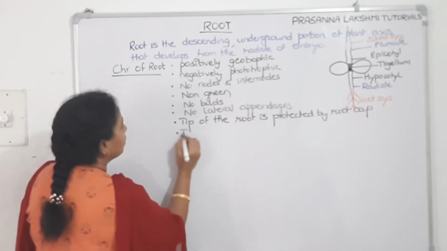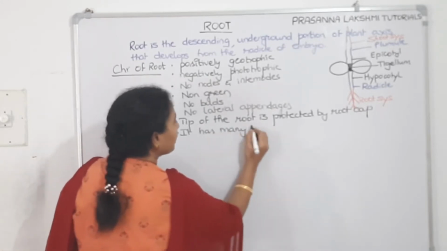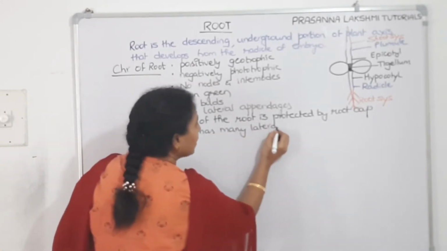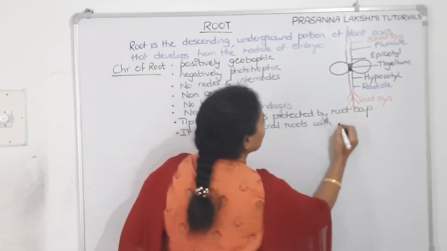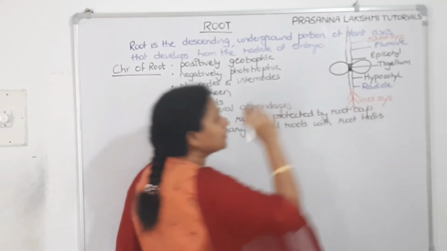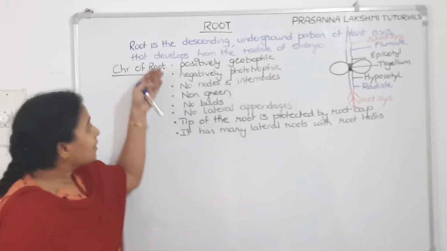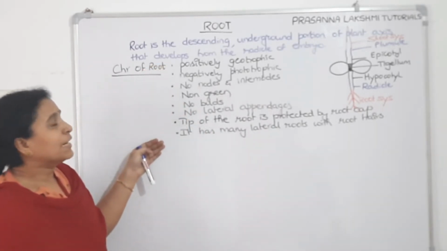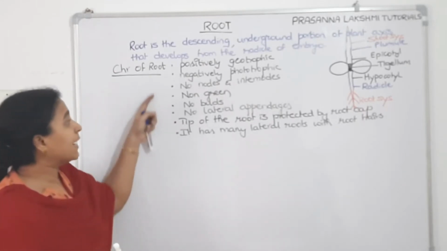So, root has many lateral roots with root hairs, which will increase the surface area so that it can absorb water and minerals. Now, all these are the characters of the root, children. It is positively geotropic because it is going into the soil. It's not coming up, so it is negatively phototropic.